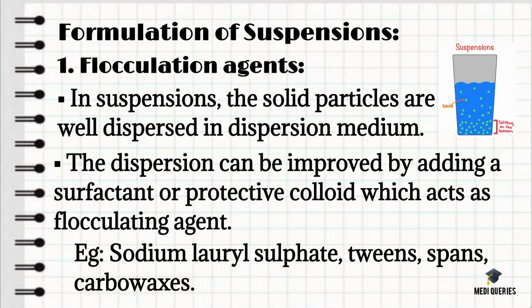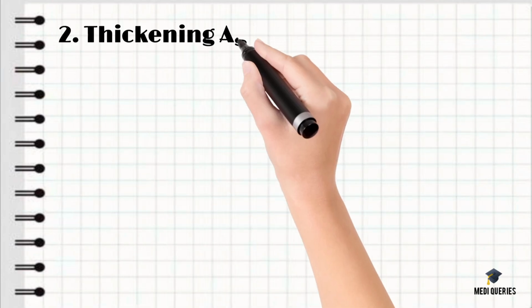In suspensions, the solid particles are well dispersed in a dispersion medium, that is the vehicle here. The dispersion can be improved by adding surfactants or protective colloids, which act as flocculating agents. The flocculating agents act by reducing the surface tension, thereby improving the dispersion of the solid and minimizing flocculation. Examples: sodium lauryl sulfate, Tweens, Spans and carbopols are commonly used as flocculating agents.